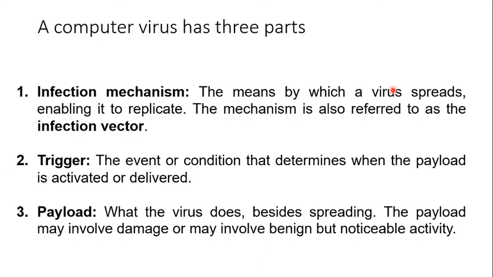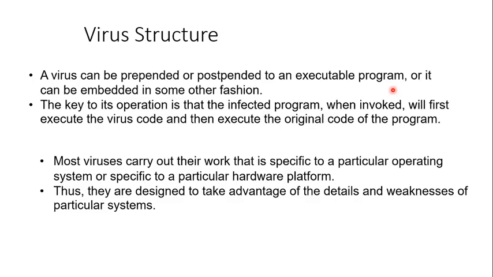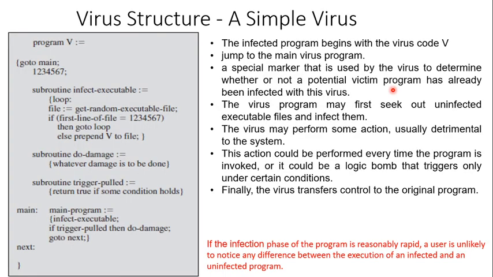Then I said about the three very important parts of the virus: infection mechanism, trigger, and payload. Then the four important phases of virus operation: dormant, propagation, triggering, and execution phase. Coming to the virus structure, it will be prepended or postpended to another program. As soon as you try to execute that program, the virus program is executed first. First it has to infect, and it damages only if the trigger is pulled.